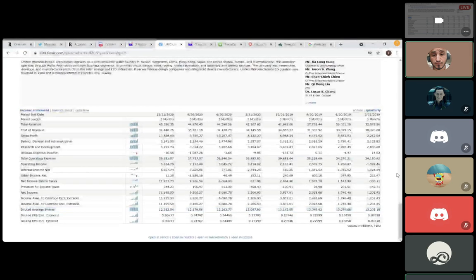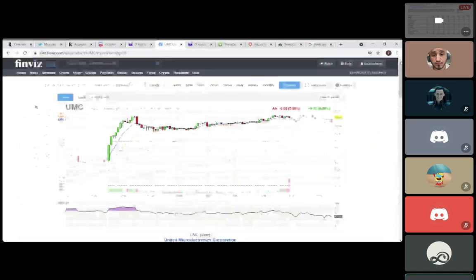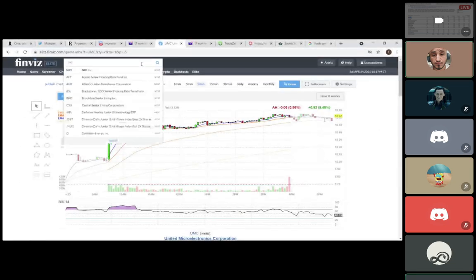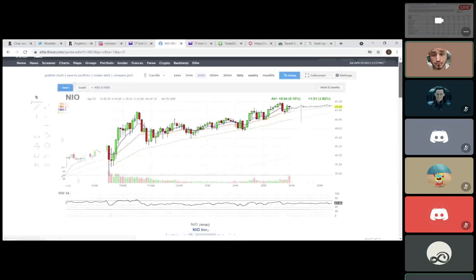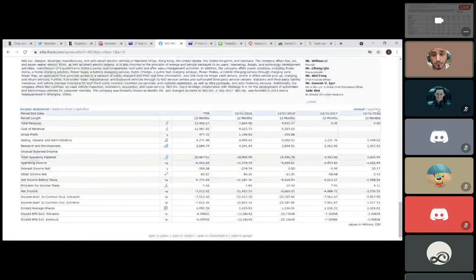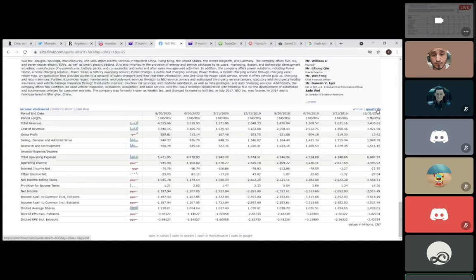NIO fundamentals. Let's have a look at NIO fundamentals. Sorry, NIO is in Italian. Okay, so we go by quarter. What you see in NIO is that in 2018, the revenues were 3 billion. Now we are at 4.5 billion. So this company has revenues that are going up.